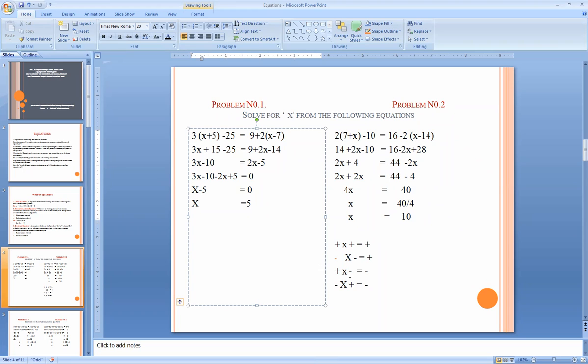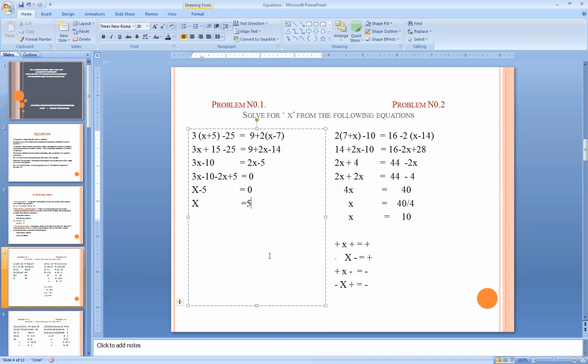Here I have written plus into minus is minus. So we have written plus into minus is minus. 2 into 7 is 14. Have you followed the second step? Yes, ma'am. Now see the next step.